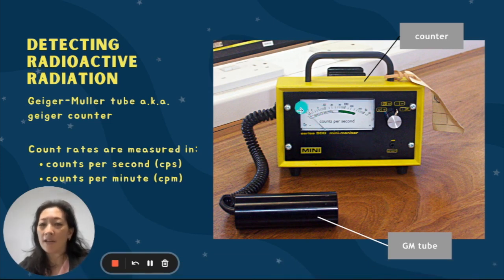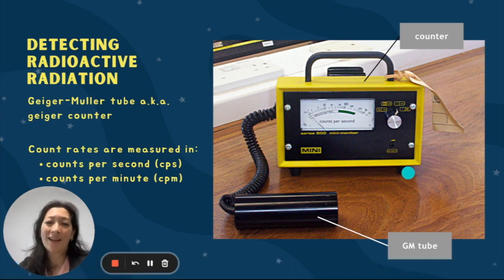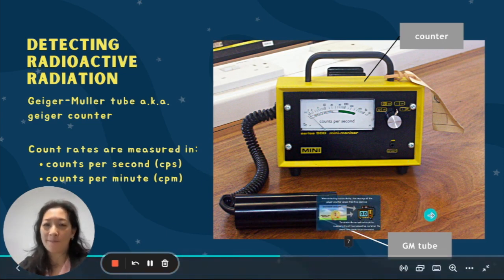So you can see on the machine, there is a scale which shows us a bunch of numbers, and this is how we're able to detect radioactivity. So of course, to find out more about the Geiger-Muller tube and how it works, I'm not going to discuss it right here in this video, but please watch my other videos where I do discuss how the Geiger-Muller tube works, as well as other devices that can detect radioactive radiation. For now, let's just focus on this machine.